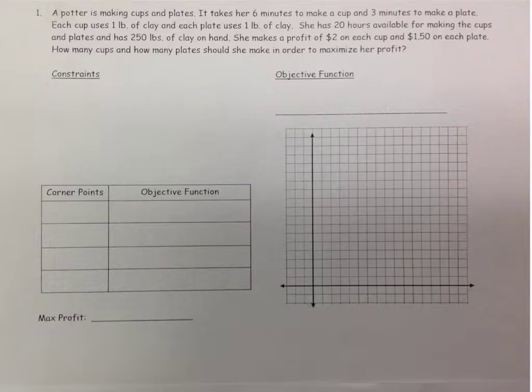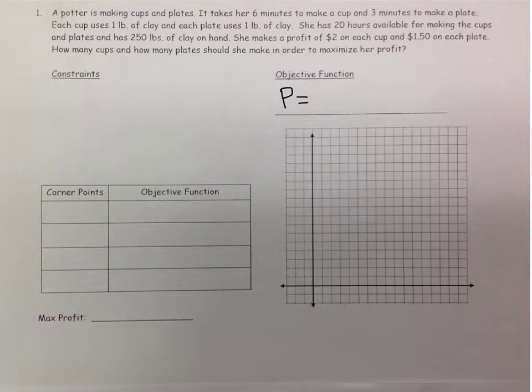Here's where it gets kind of difficult. When we have a ton of stuff going on, it's hard to figure out your variables. But let me give you a tip. I think it's useful to start with our objective function. It says, how many cups and how many plates should she make in order to maximize her profit? So profit is our objective here.